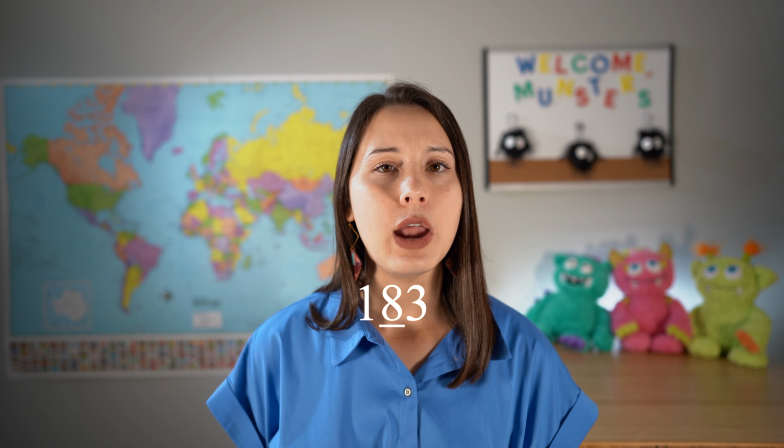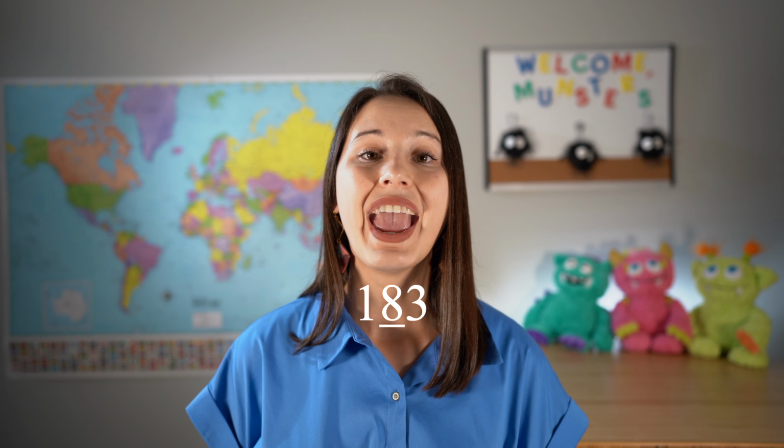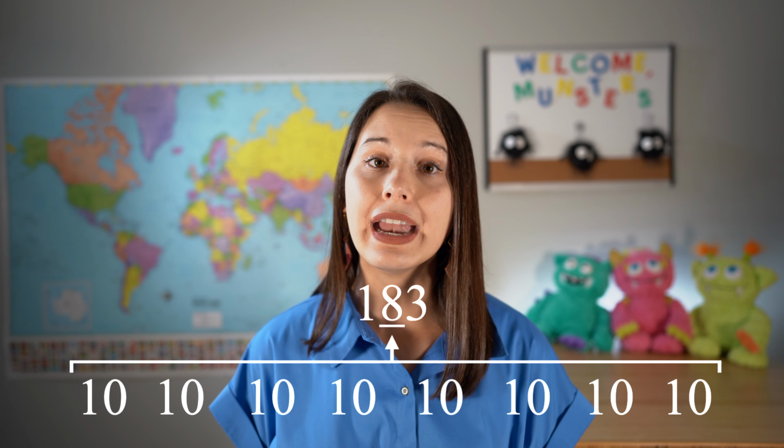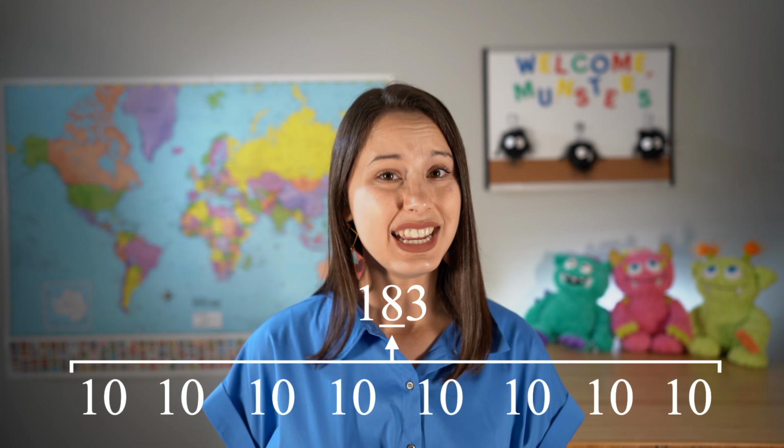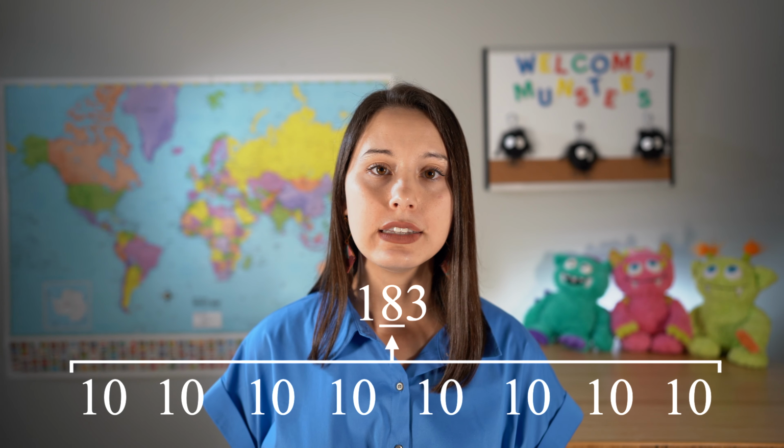Our next part to problem number 2 is 183. What is the value of the 8? The 8 is in our tens place, so that means that we have 8 tens, or 80 overall, because 8 tens is the same as 80. And so the value of that digit is 8 tens.